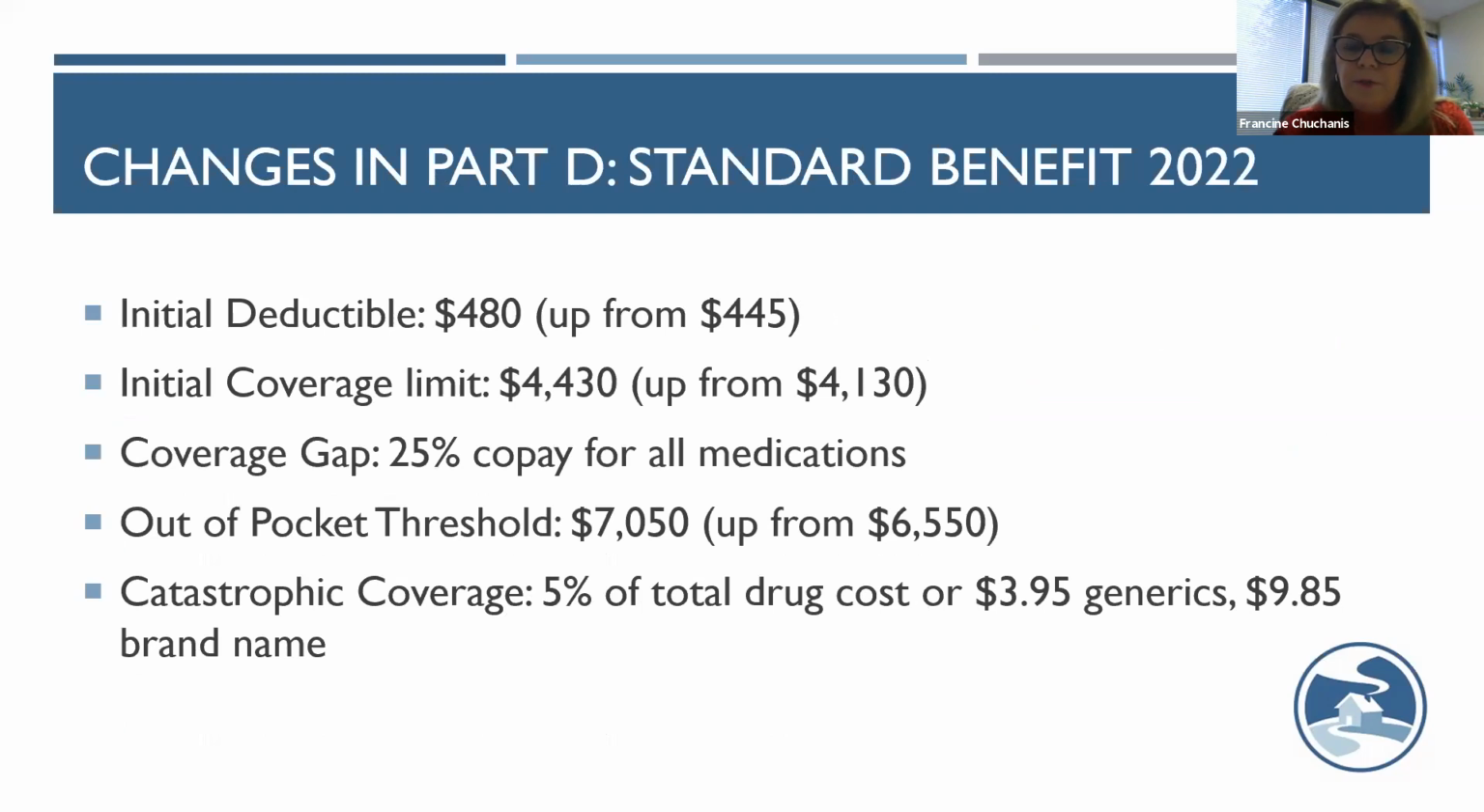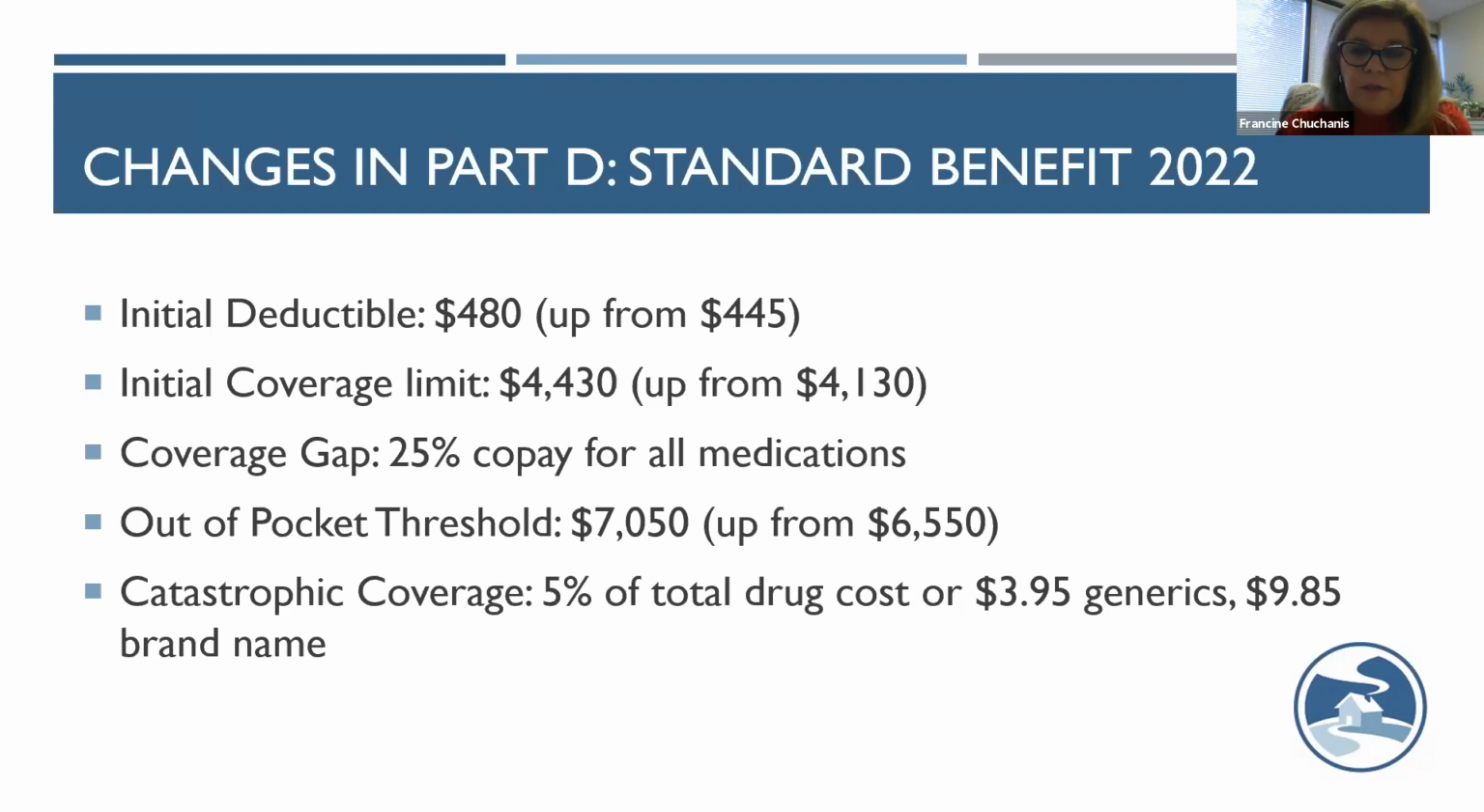So now we're going to move to prescription drug coverage under Medicare. These numbers are what we call the standard benefit in 2022. So what that means is a plan selling Part D has to have at least this coverage, can't have any less. The initial deductible cannot be higher than $480 next year. Again, that's up from this year. Some plans don't even have a deductible. Some plans have a lower deductible than $480, but no plan can have a deductible higher than $480 per year.